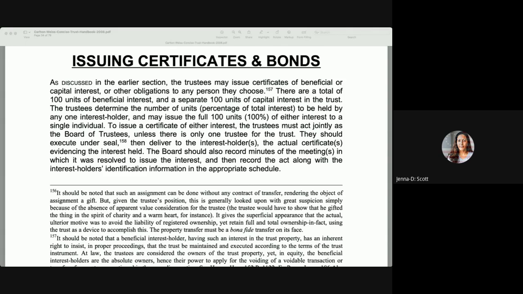To issue a certificate of either interest, the trustees must act jointly as the Board of Trustees unless there is only one trustee for the trust. They should execute under seal, footnote 158, then deliver to the interest holders the actual certificates evidencing the interest held. The board should also record minutes of the meetings in which it was resolved to issue the interest, and then record the act along with the interest holder's identification information in the appropriate schedule.